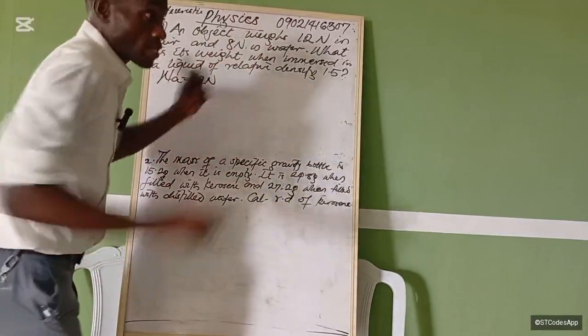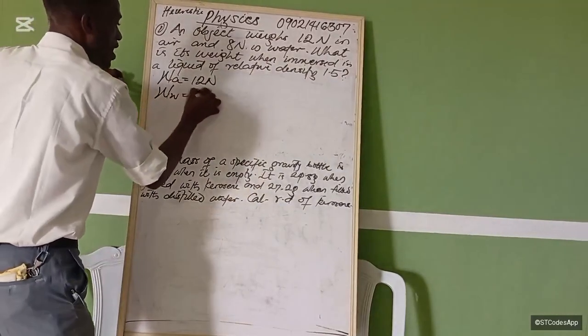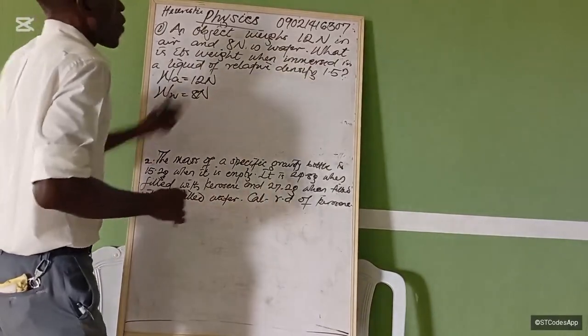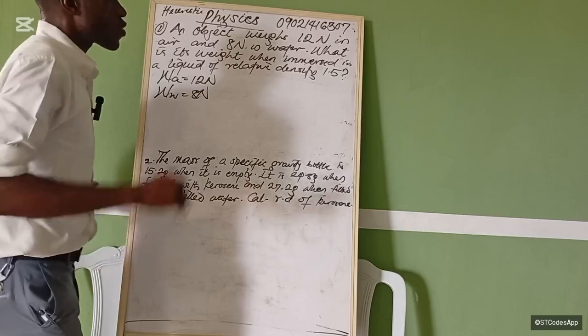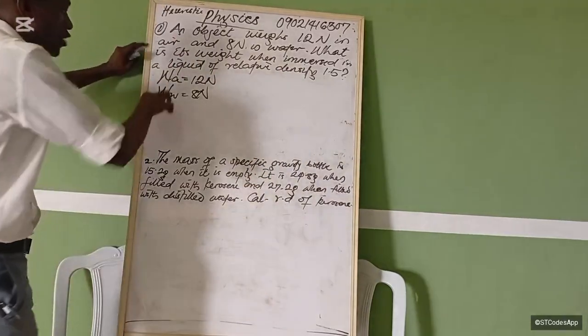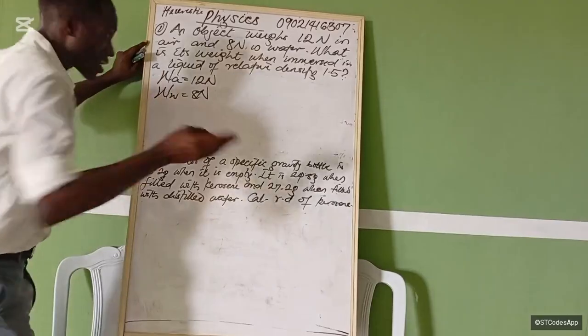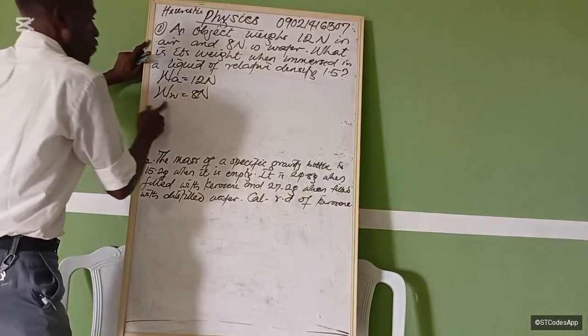And 8 Newton in water. I say stop again. 8 Newton in water. So weight in water is what? 8 Newton. Now, what is its weight when immersed in a liquid of relative density, this. Now, you saw these two parameters. Before you read the final question, there's something you can first do. You have weight in water, weight in air.